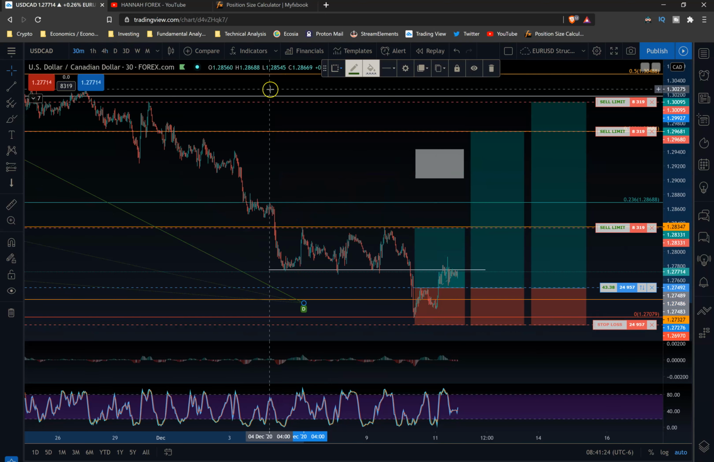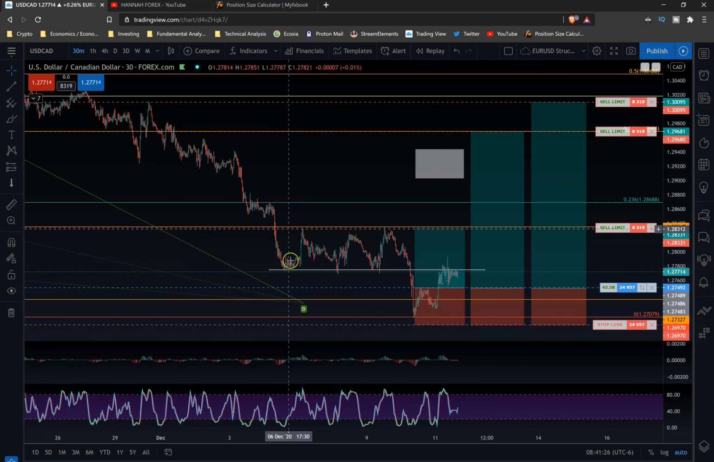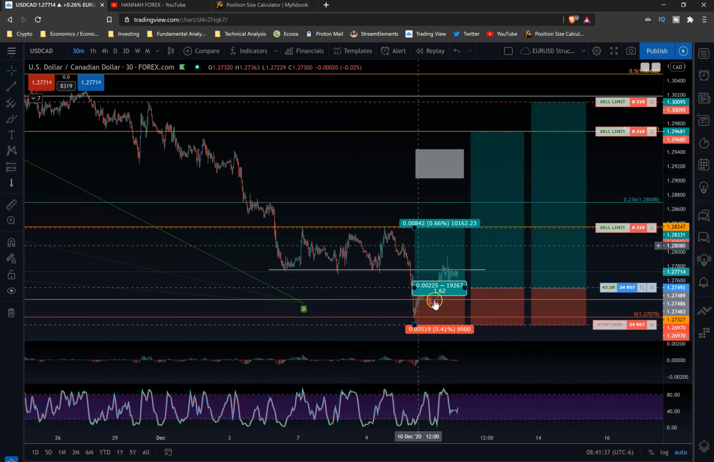So I did get chopped up on this range right here. I think I put a trade in right here before, but obviously it ranged a little bit and it went down.